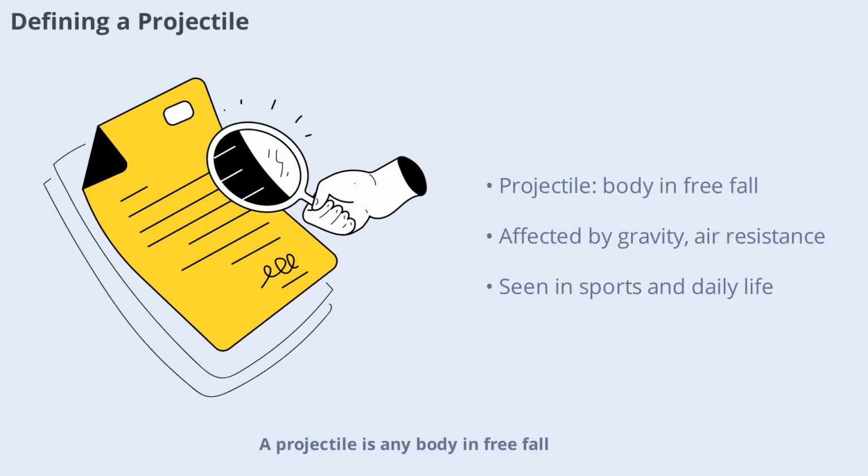A projectile is any body in free fall, influenced only by gravity and air resistance. This means that once an object is launched, thrown, or dropped, it follows a path determined by these two forces alone. Think of a basketball shot, a soccer ball kicked, or even a person diving into a pool. Each of these examples involves a projectile in motion. Understanding this concept is crucial because it allows us to predict and analyze the movement of objects in sports, engineering, and daily activity. Let's see how these forces interact to create the familiar curved paths we observe.